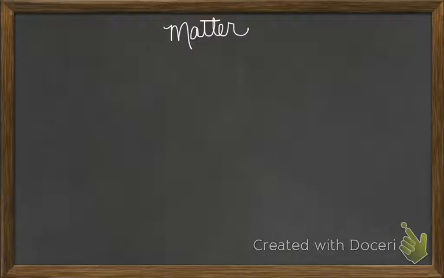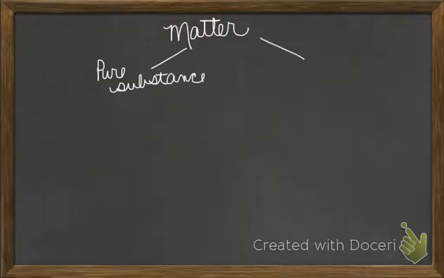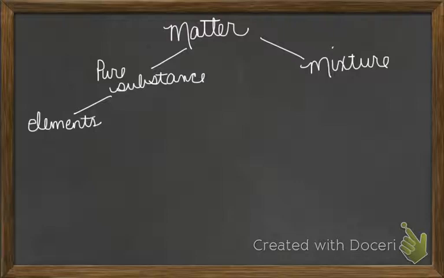Matter can be classified as a pure substance, or as a mixture. Pure substances are things like elements or compounds. So what do we mean by that?